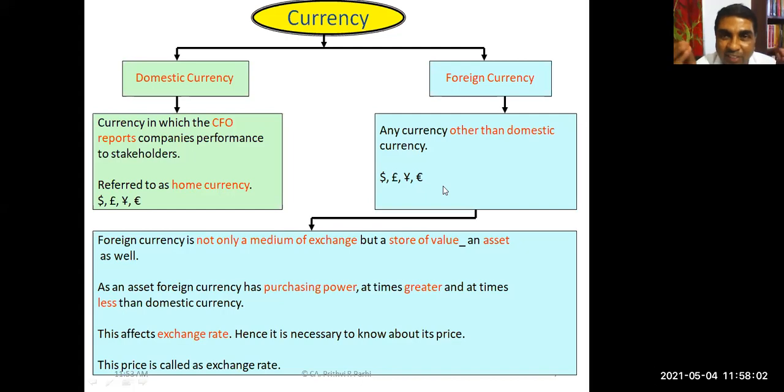First of all, the foreign currency's price keeps on fluctuating. Its purchasing power keeps on changing. And when you are involved in international trade, we need to know the prices of these currencies. That price is referred to as exchange rate. Once we know this is the price of a dollar, that is the exchange rate of dollar. Or if this is the price of the euro, that's the exchange rate of euro. So this is the basic understanding I wanted all of us to have. Okay? Right, friends? Yes, sir. Okay, thank you.